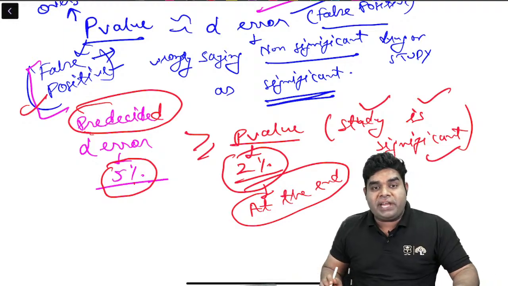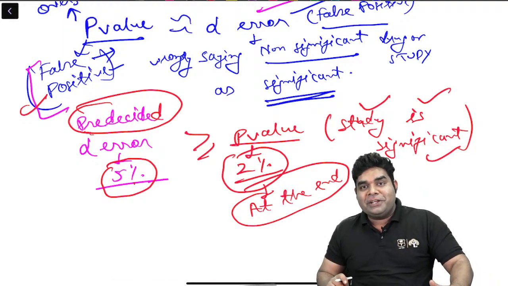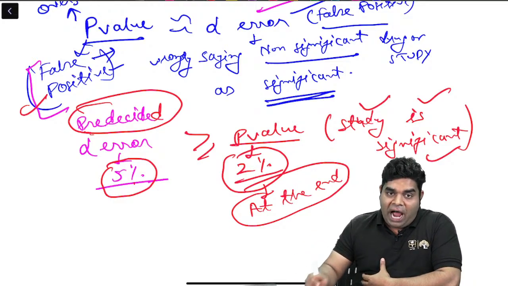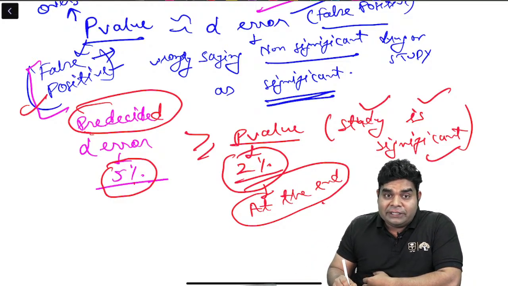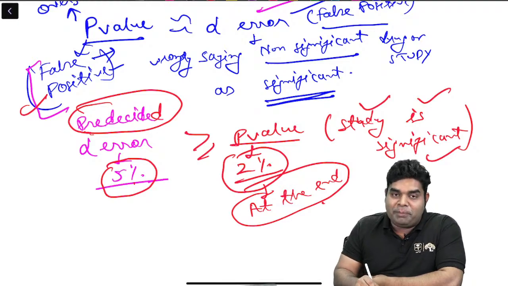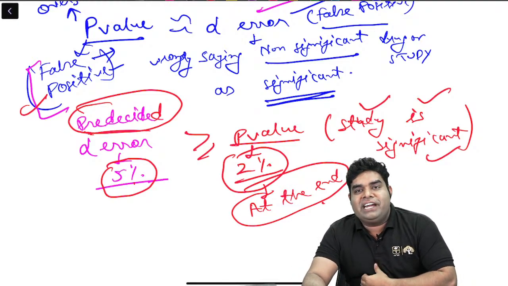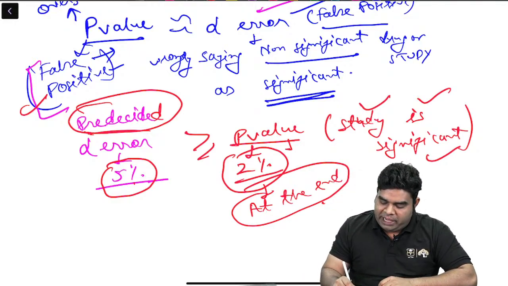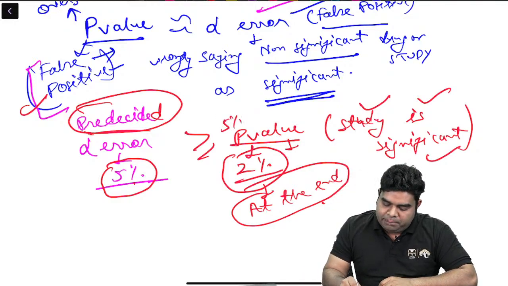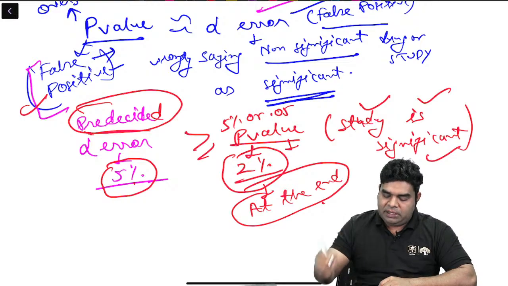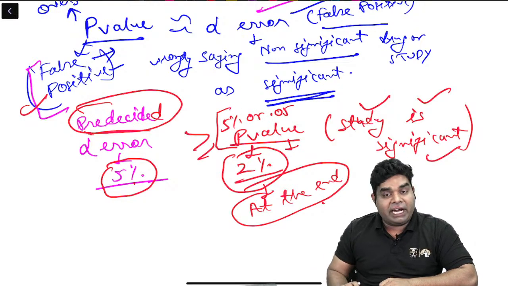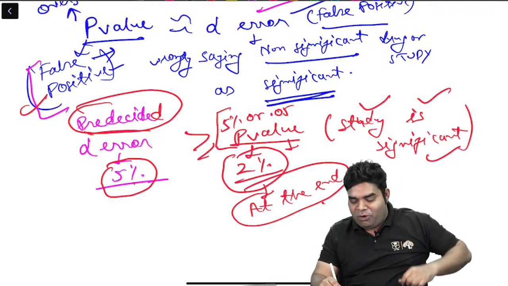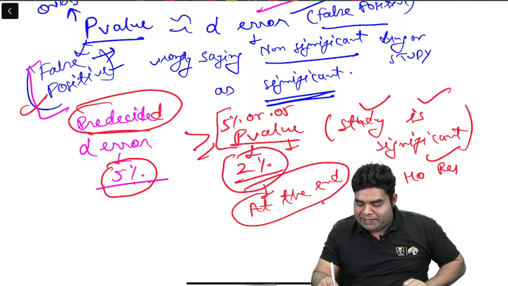P-value is also a mistake, alpha error is also a mistake. Both mean overestimating or acting overly smart. So our mistake at the end should be less than our pre-decided mistake. Then the study will be significant. And that's why mostly we take it as 5%. If the p-value is less than or equal to 5%, 5% meaning 0.05, then we say that the study is significant. And whenever the study is significant, the null hypothesis formulated at the beginning is rejected.